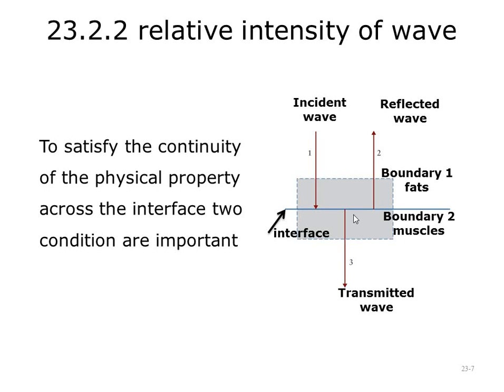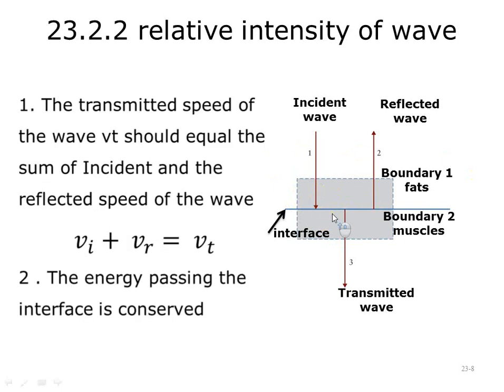conditions that should be verified. The first is that the speed should be an additive quantity. The speeds of the incident, reflected and transmitted waves should be additive. Second, the energy at the interface should be conserved. So these are the two conditions. First, the transmitted speed of the wave, Vt, should equal the sum of the incident speed Vi and the reflected speed Vr of the wave. This means that Vi plus Vr should equal Vt.